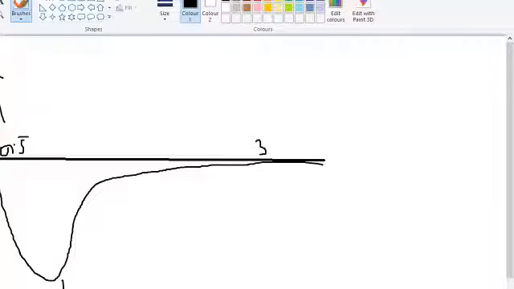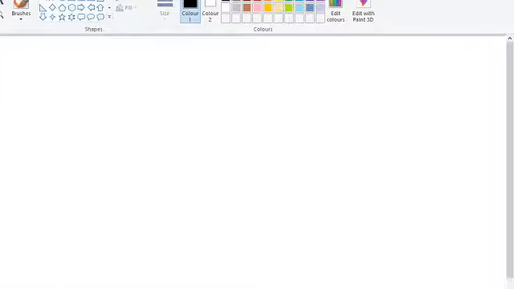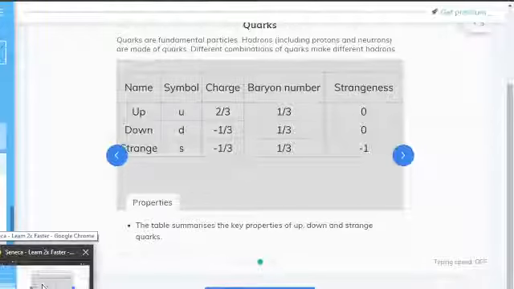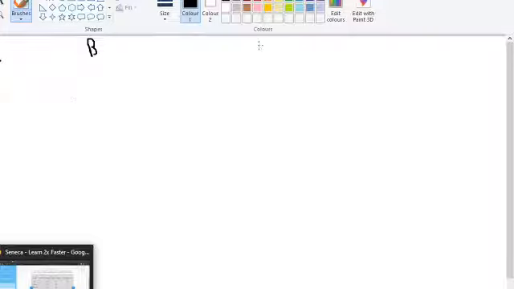I think I should draw the grid for this one. And you like my little strong nuclear force diagram? Of course you do. So, there is the up quark, the down quark, and the strange quark. So there should be a charge, there should be a baryon number. What else is there? And there is a strangeness.